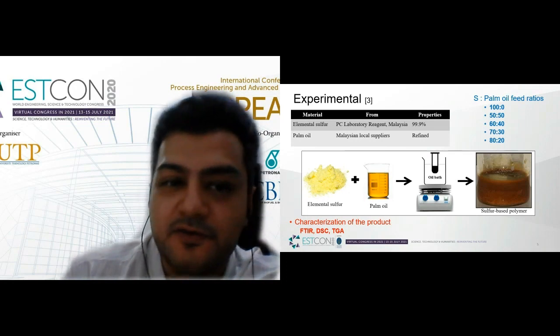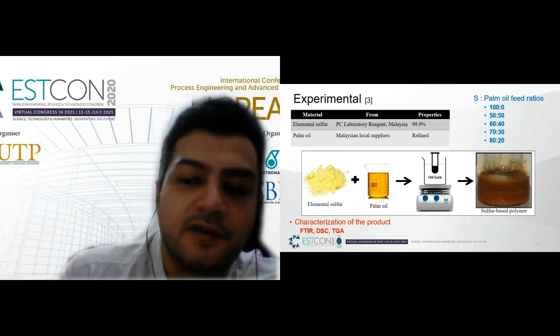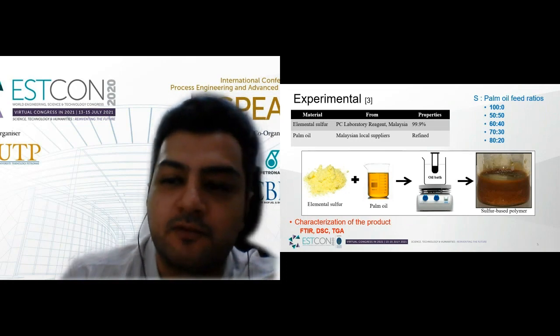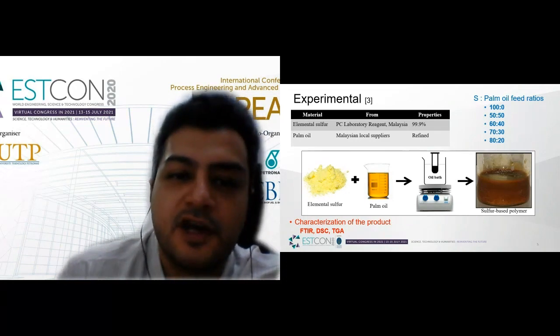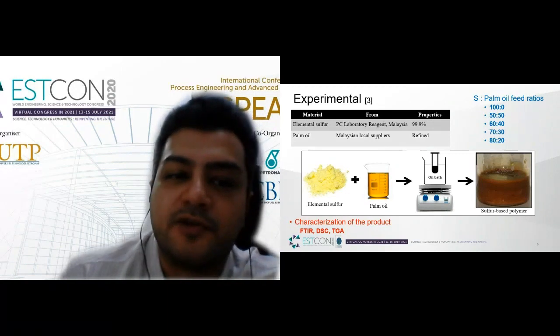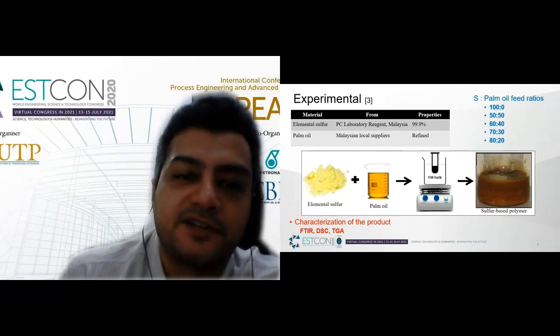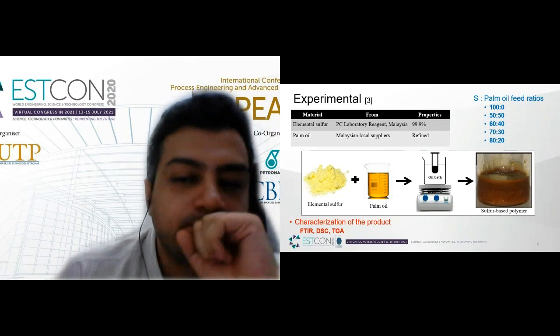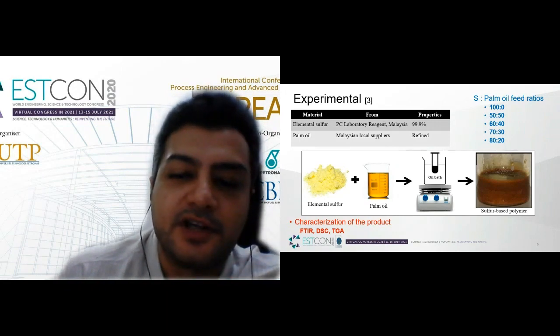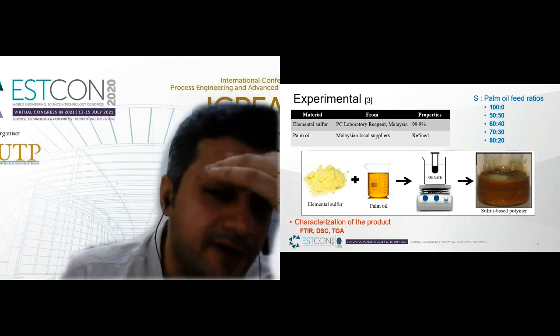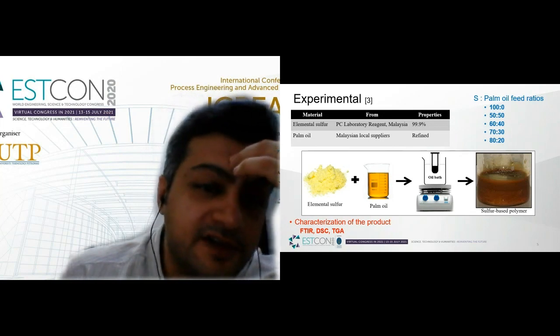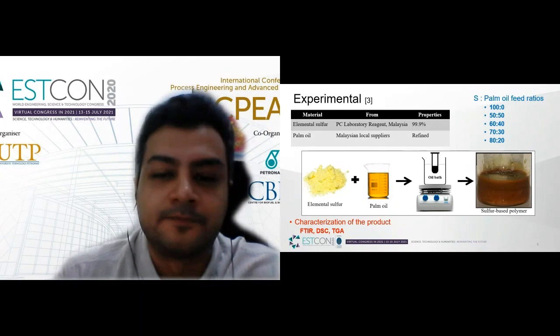I also have to mention that a range of reaction times and temperatures were initially screened, and it was concluded that 170 degrees Celsius and 1 hour are the best conditions to obtain visually uniform polymers like this one. The obtained polymers are going to be characterized, or evaluated, by FTIR, DSC, and TGA.